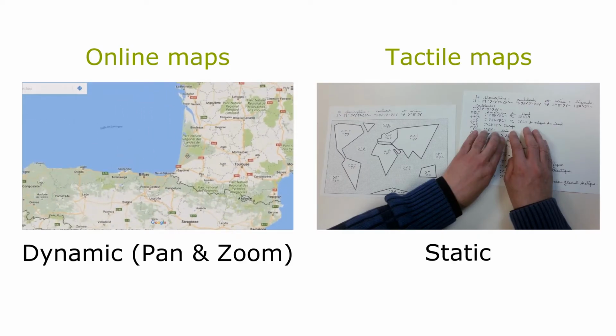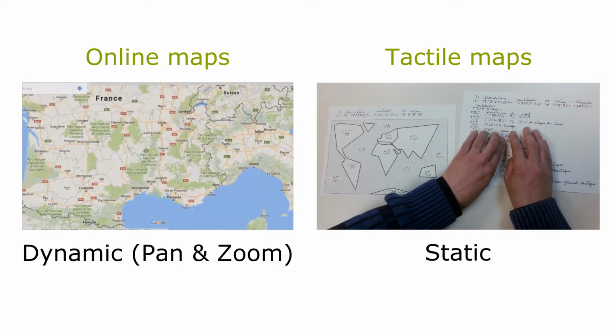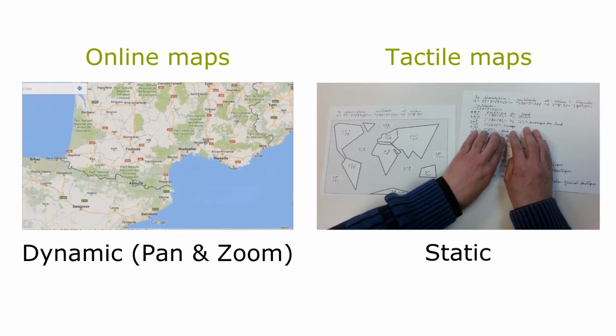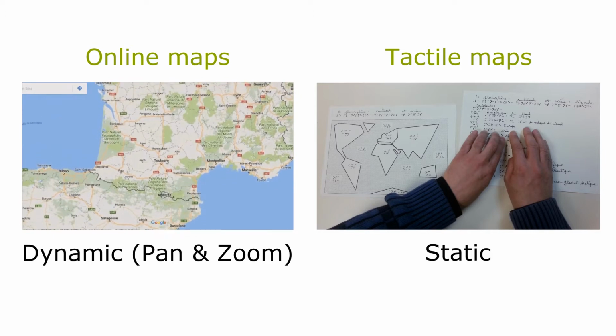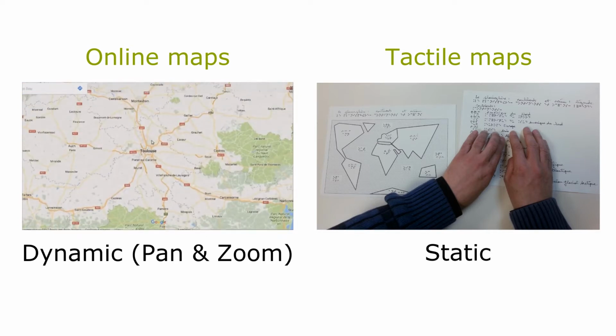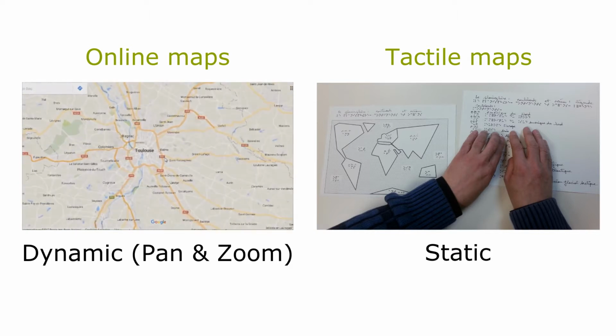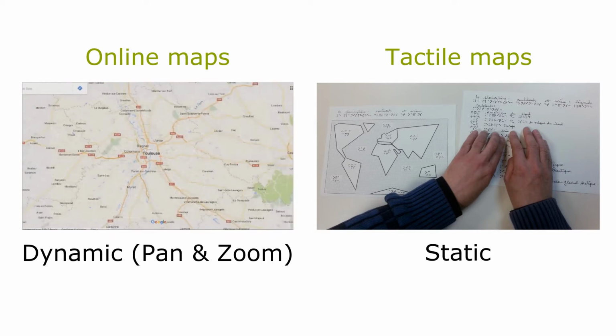Online maps enable sighted people to access a large amount of spatial information, especially by panning and zooming. On the contrary, tactile maps are static, and can only present a limited amount of information. By designing non-visual pan and zoom maps, we could provide visually impaired users with an access to large maps.